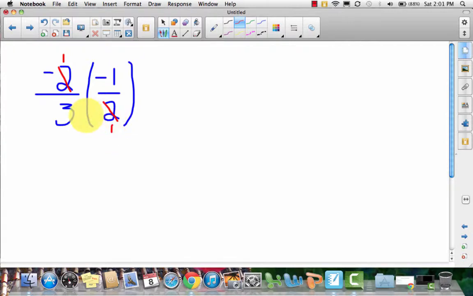If I look the other way diagonally, there's nothing that I can take out of 3 and 1, so I'm not going to be able to cross cancel anything further. I'm going to look at the signs of my question, and I see here I have a negative times a negative, so I know my answer will be positive. I'm going to multiply the numerators. 1 times 1 is 1, and then I multiply the denominators. 3 times 1 is 3. So my answer would be positive 1/3.